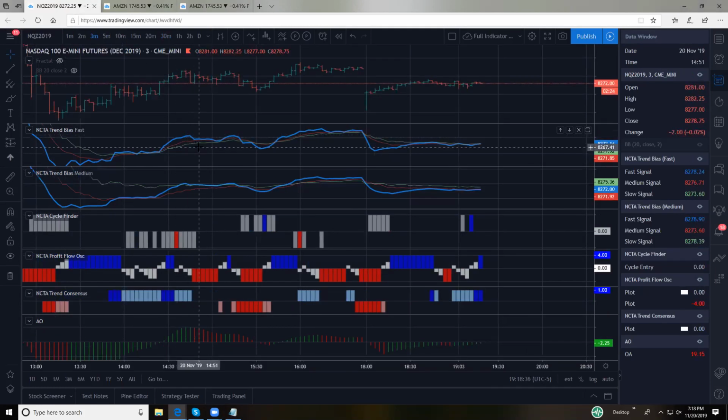Each trend bias indicator consists of 3 lines. You see a blue line, you see a red line, and you see a green line.